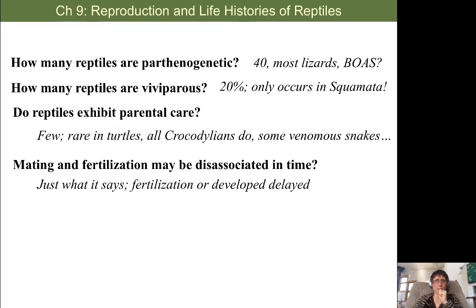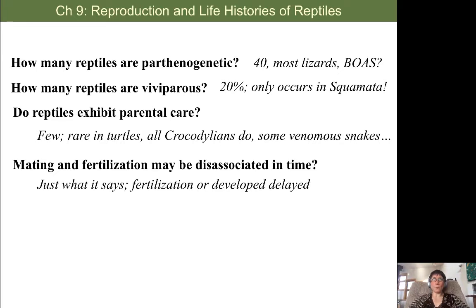Before I get to this, I wanted to remark on the evolution of viviparity. Your book has a really nice summary in Chapter 9 regarding hypotheses that have been proposed for the evolution of viviparity.